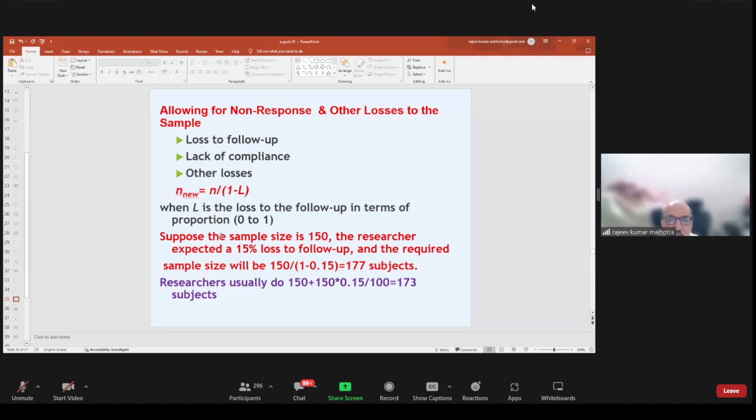But generally what sometimes students do is 150 plus 150 multiplied by 0.15, so that comes to 173. So there is a difference of 4. This is the wrong method for calculating. So you have to use this formula for accommodating the loss to follow up. Generally I found in the articles or in the thesis sample size calculation, they use this method for calculating the sample size. So that is wrong, some number you lose in that case. So you have to take care about that using this formula.